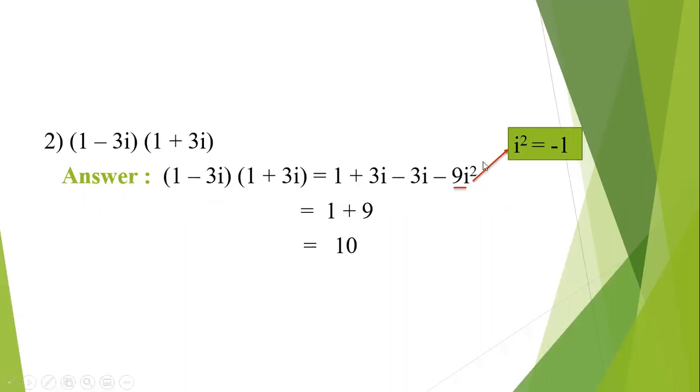What do you remember about i squared? Yes, i squared is minus 1. Now, if I replace i squared with minus 1, then minus 9 times minus 1 would give me a positive 9. 1 plus 9 is equal to 10. Very good.